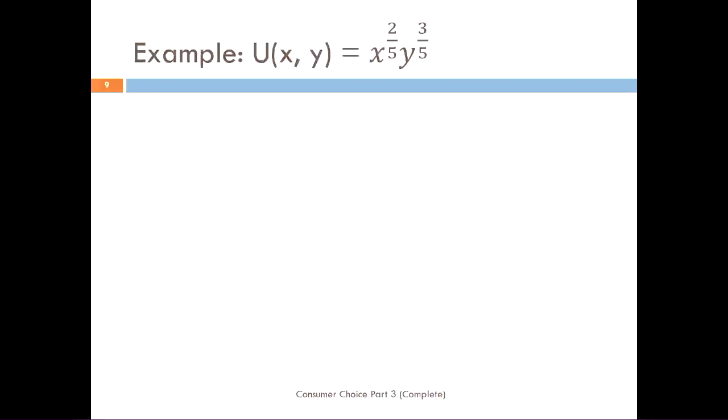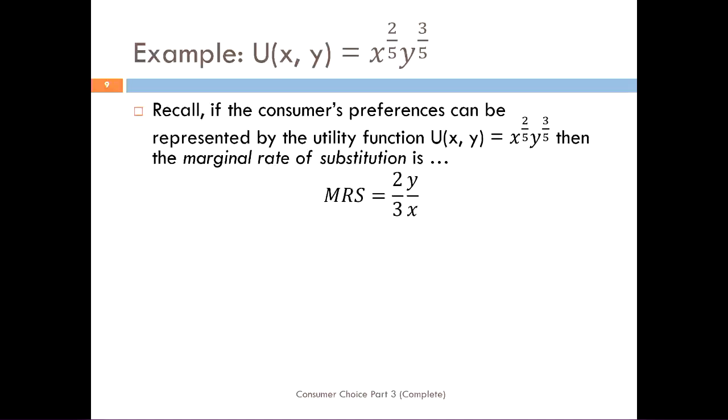Okay, let me give you an example. So here's our utility function we had from last week. It's a Cobb-Douglas utility function. Our utility is equal to x raised to some exponent 2/5 times y raised to exponent 3/5. Last week we calculated the marginal rate of substitution. We said the marginal rate of substitution is equal to 2y over 3x. Basically, the numerator is the exponent on x, the denominator is the exponent on y, 2/5 divided by 3/5 is 2/3. Anyways, the marginal rate of substitution, what we found last week, was 2y over 3x.